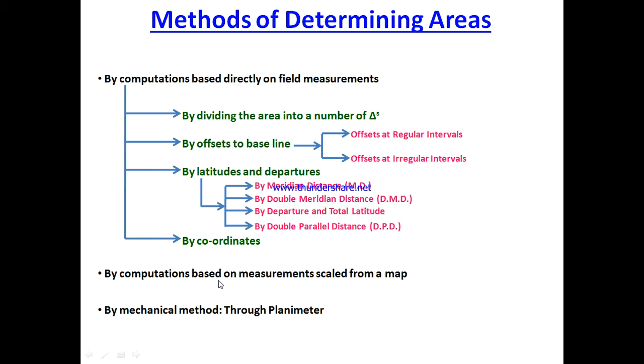Now the next method is based on the measurement scaled from a map. For example, if you already have an irregular figure of a field, or an irregular symbolic representation of a field, then we can measure the area with the help of scale distance or scaling of that figure to our map size. And the third method is the mechanical method, as I have explained in the previous slide also, which can be measured with the help of planimeter.